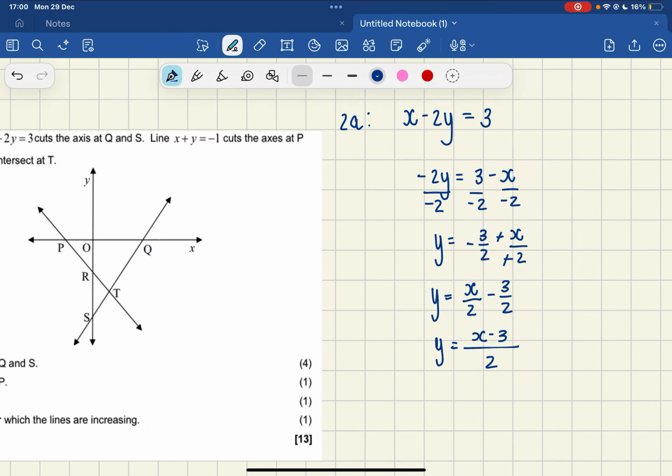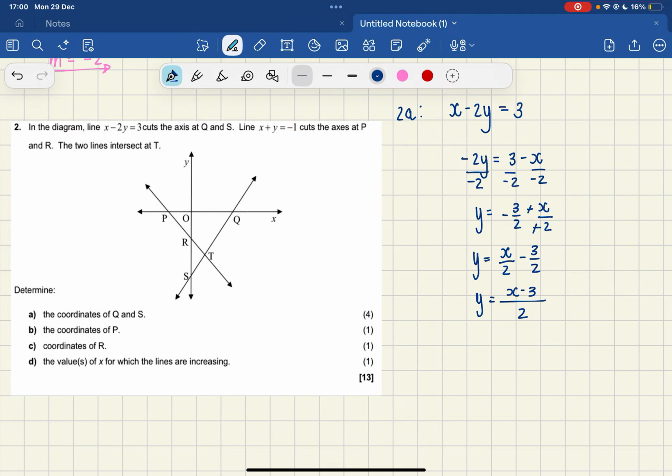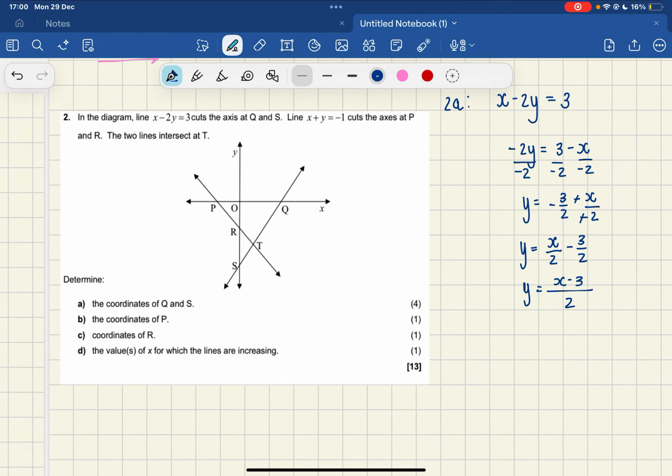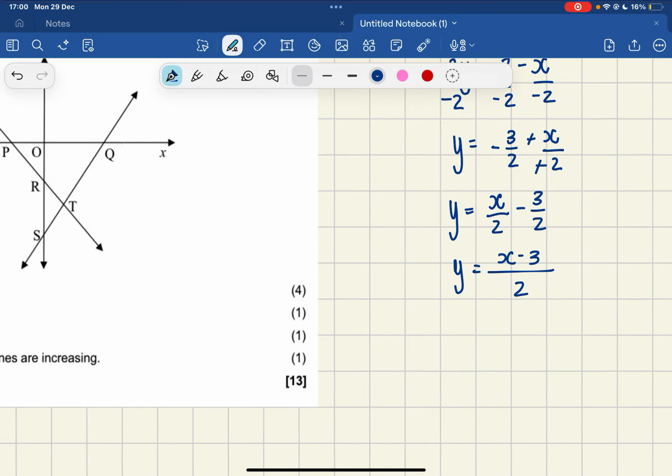Boys and girls, we then have what we call solving for Q and S. We've put it into standard form. That's 1 mark. Solving for Q and S.